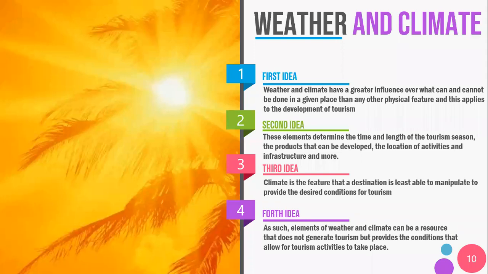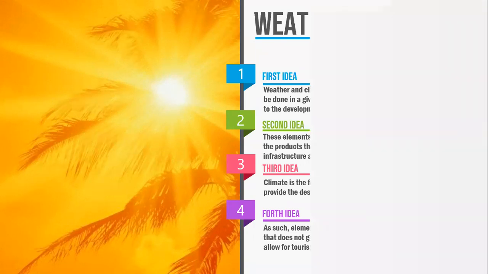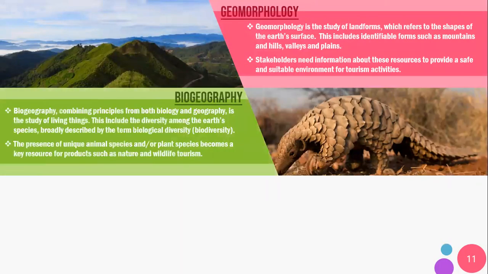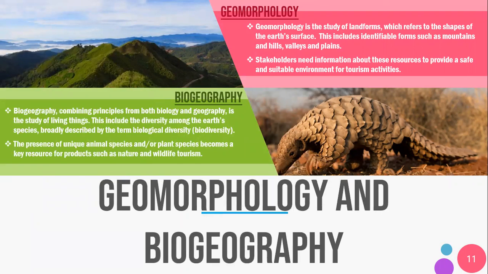So last but not least, elements of weather and climate can be a resource that does not generate tourism, but provides the condition that allows for tourism activity to take place. Okay. So this is the last for this subtopic. That is, we talk about this knowledge, that is geomorphology and also biogeography. These two knowledge are really related to climatology and also meteorology. Okay, so what is geomorphology?